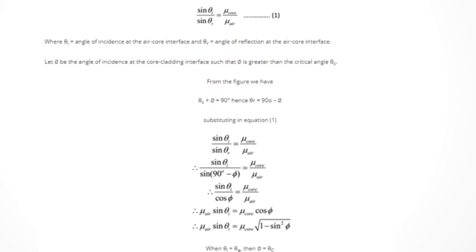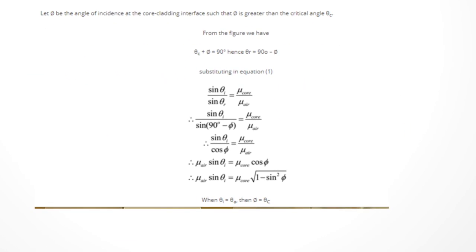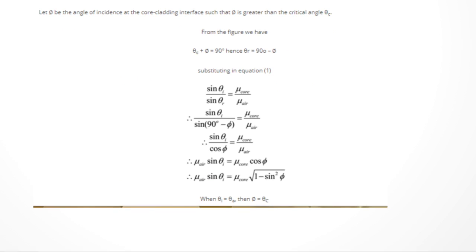Now from the figure, as we already discussed, θc + φ = 90°, therefore θr = 90° − φ. Substituting this value in equation 1 and solving it using simple mathematical rules, we get μ_air sin θi = μ_core cos φ. So we get μ_air sin θi = μ_core √(1 − sin²φ). When θi = θA, then φ = θc.